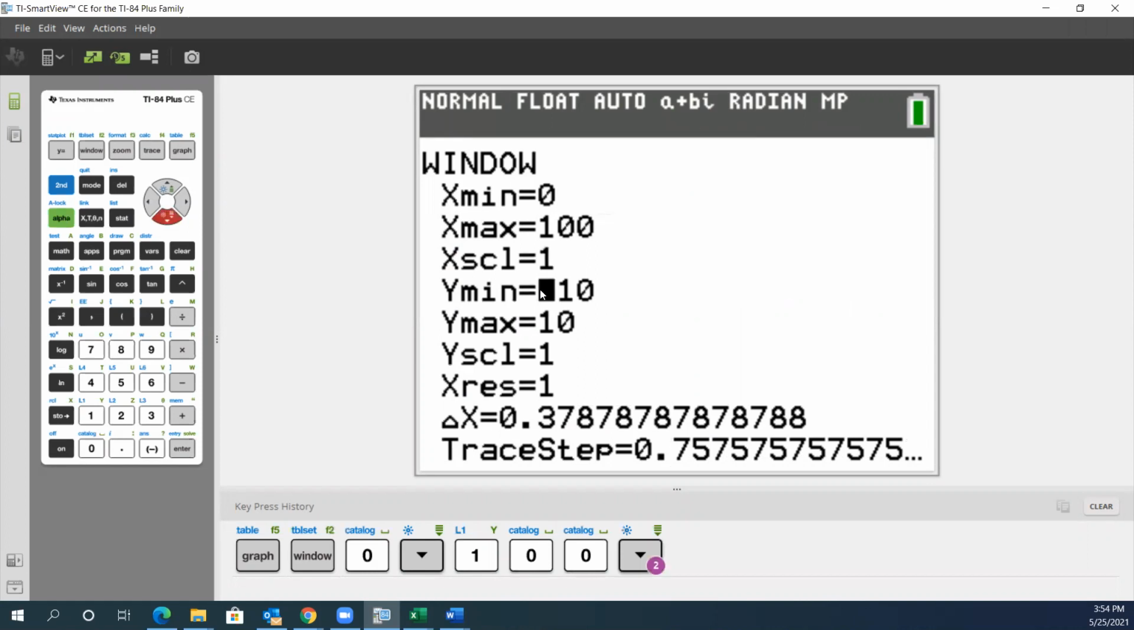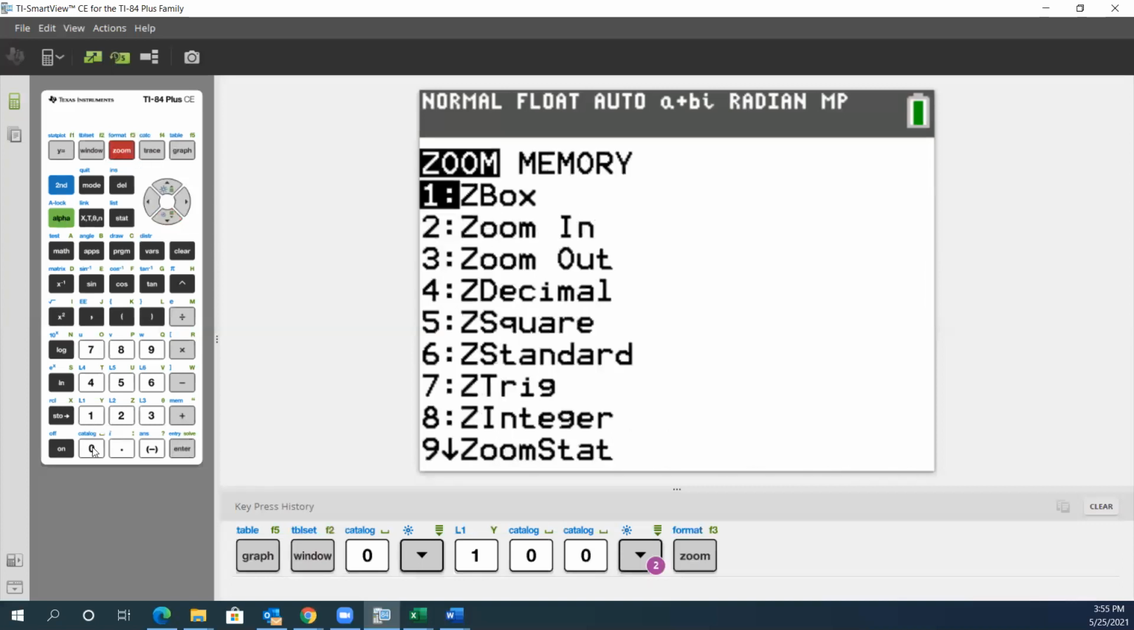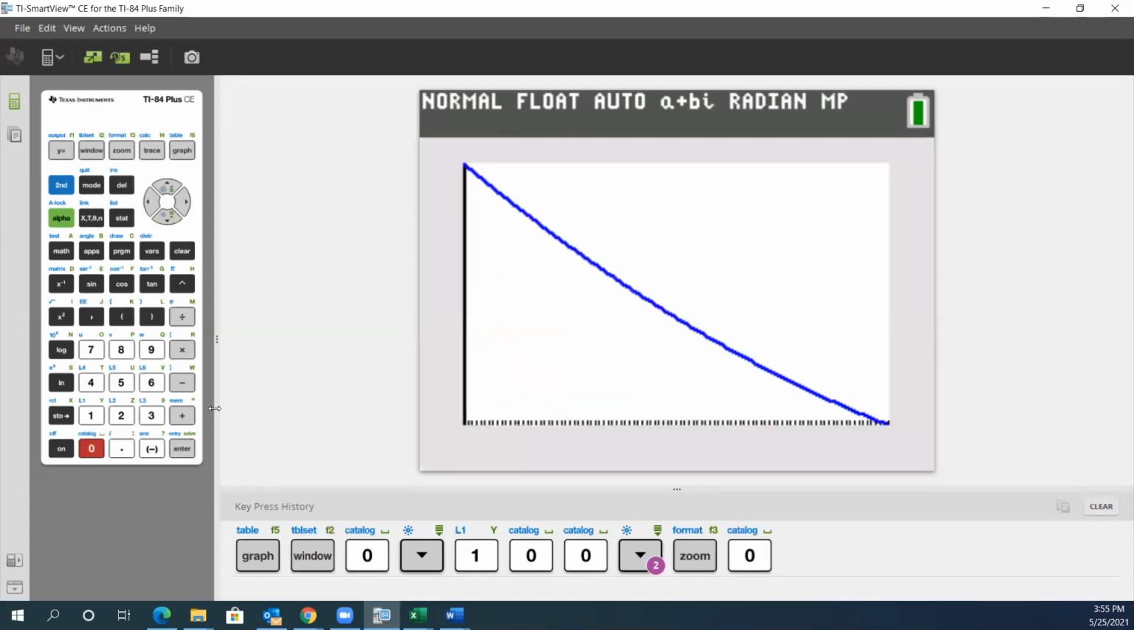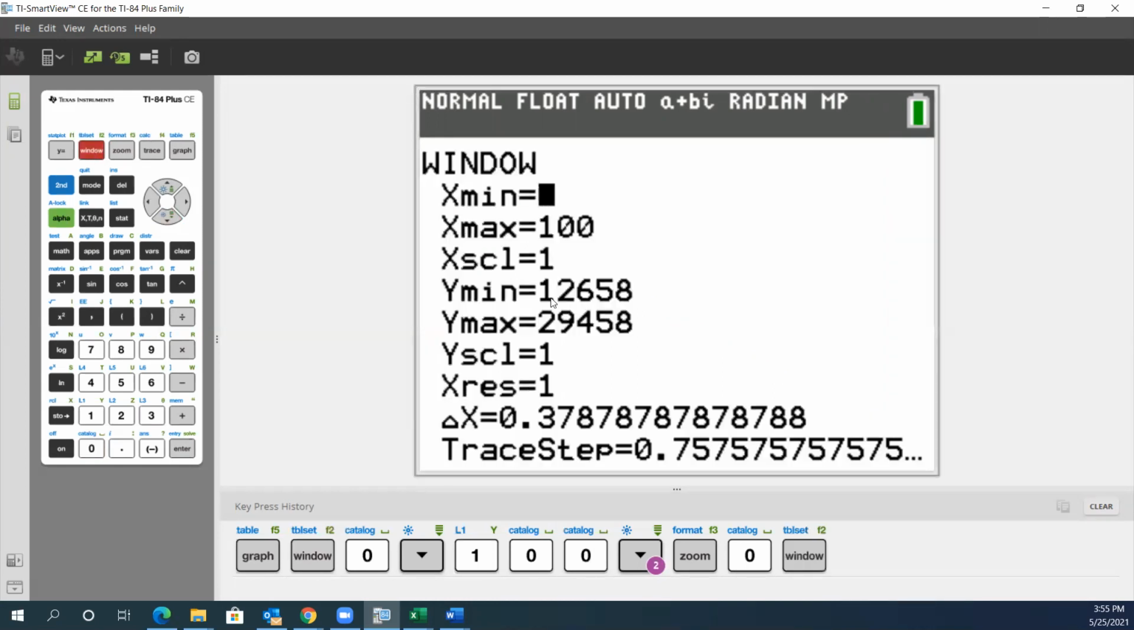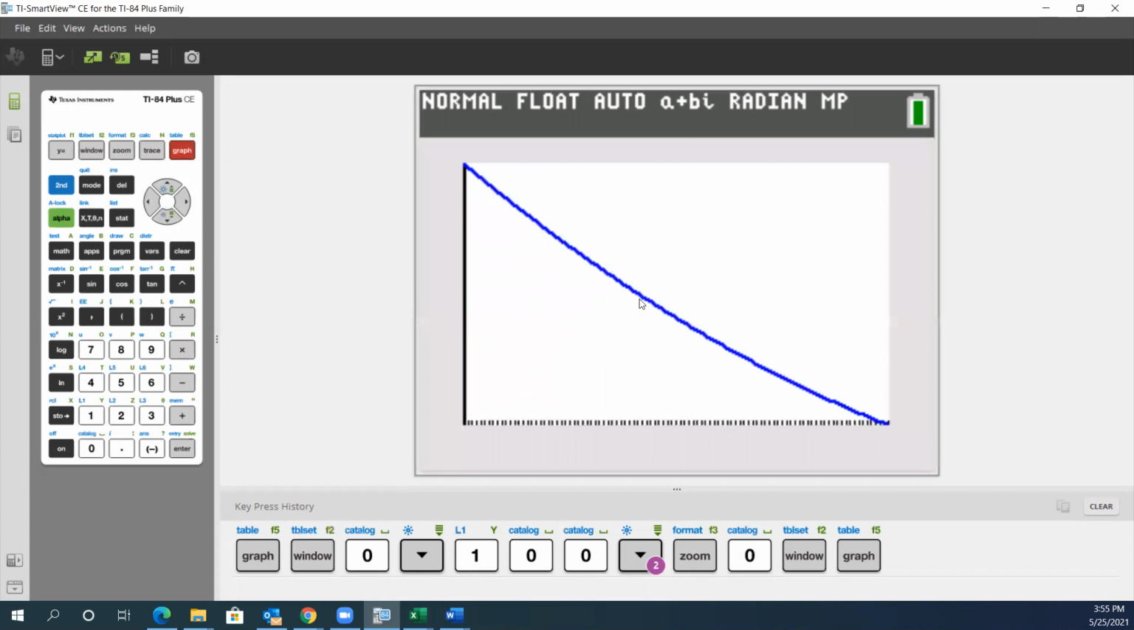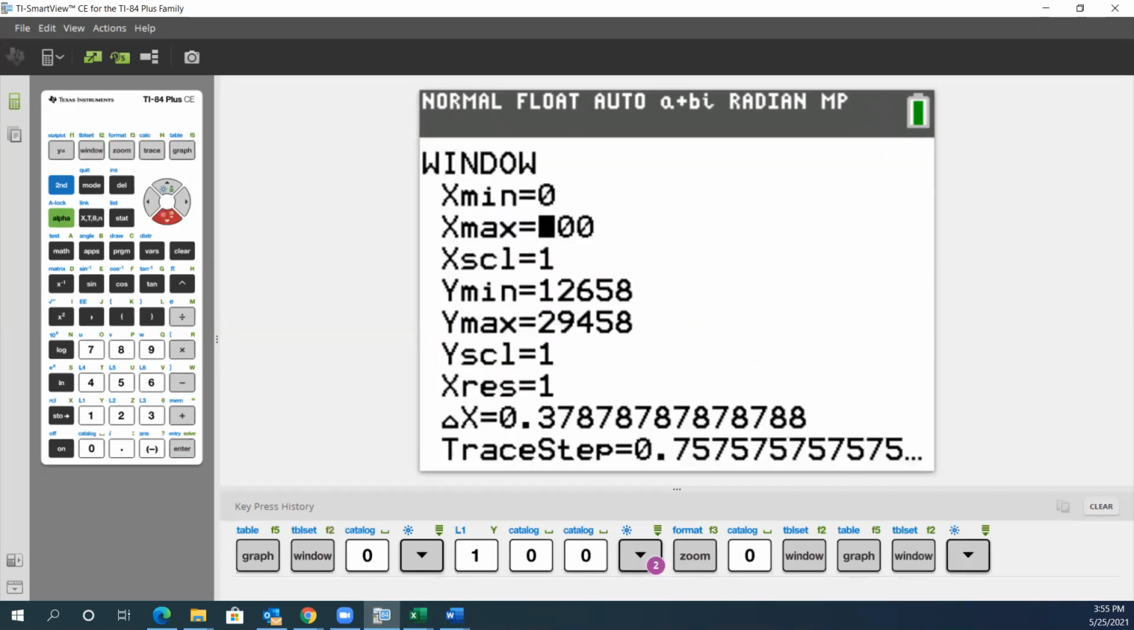And then y, that's our C of x. That's the unit cost. I don't know what that should be. So I'll let the calculator pick that for me by going Zoom 0. And there I see the function. Let's see what it shows. Ooh, 12,658. That's the bottom of the graph. And 29,458 is the top of the graph. Now, from the picture, I can see that the vertex is going to be somewhere off to the right. So apparently 100 machines was not enough.